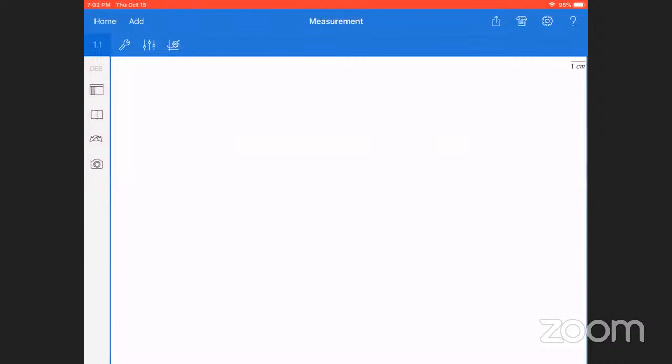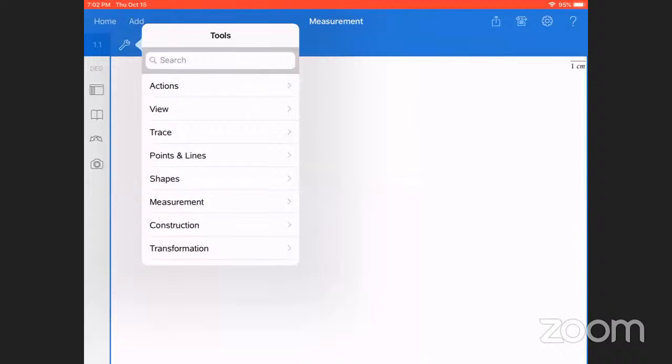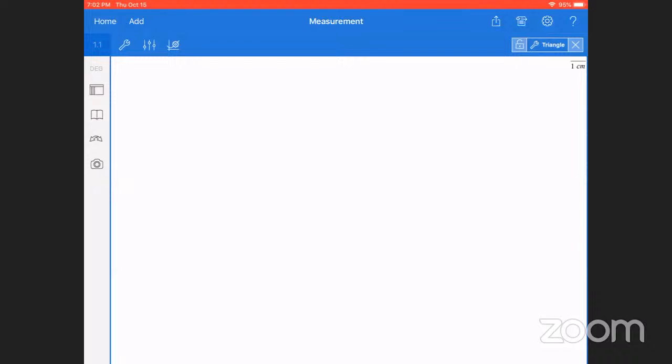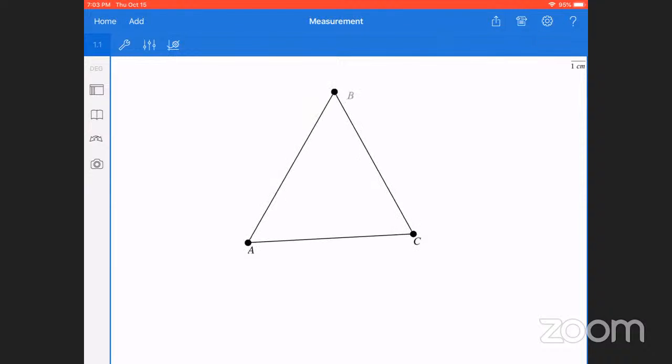So we're going to start by constructing a triangle. If I hit the little wrench tool and go to shapes and triangle, and Johnny, how many points, or how many vertices, are in a triangle? 3. So I'm going to tap in 3 spaces. And as you can see, they have already labeled my points for me, which is really nice. I can move my letters a little bit for my labels for those points.